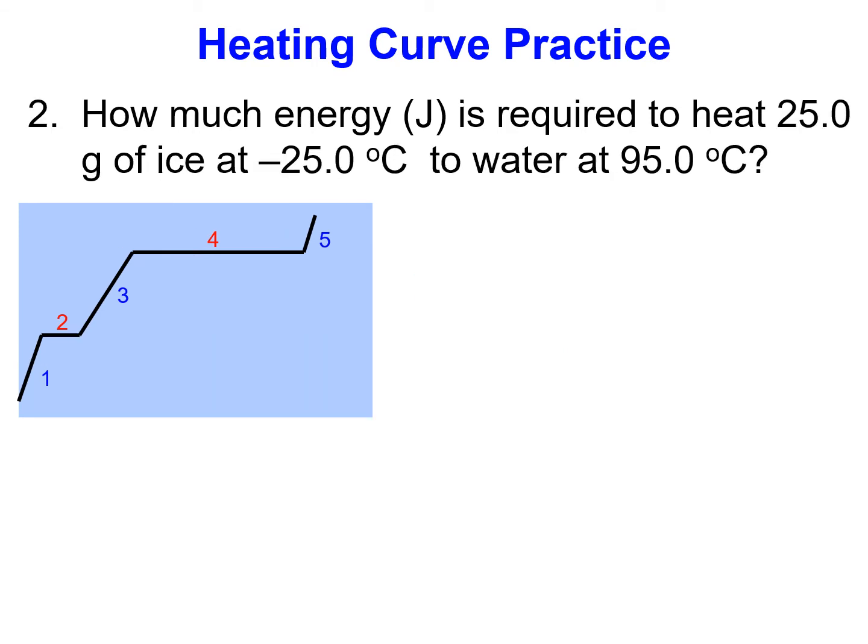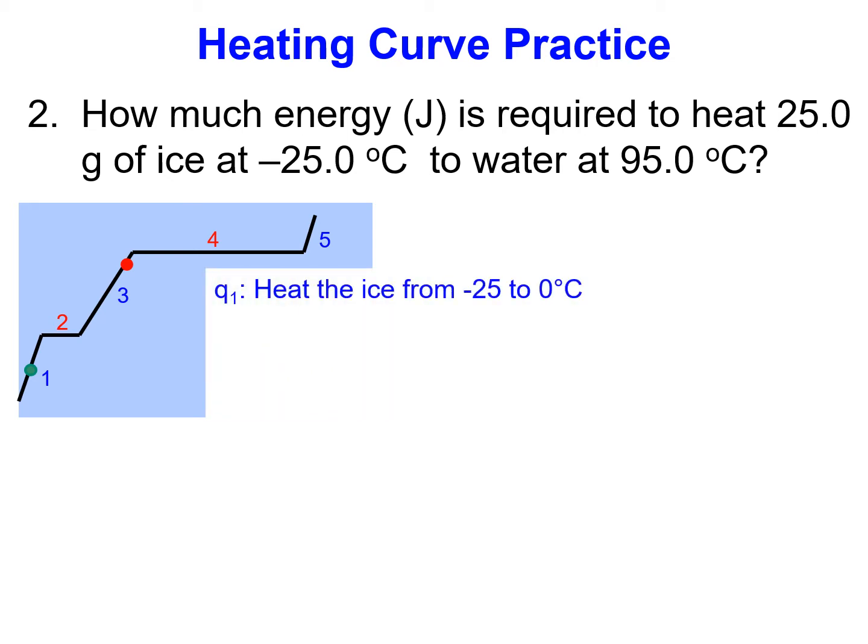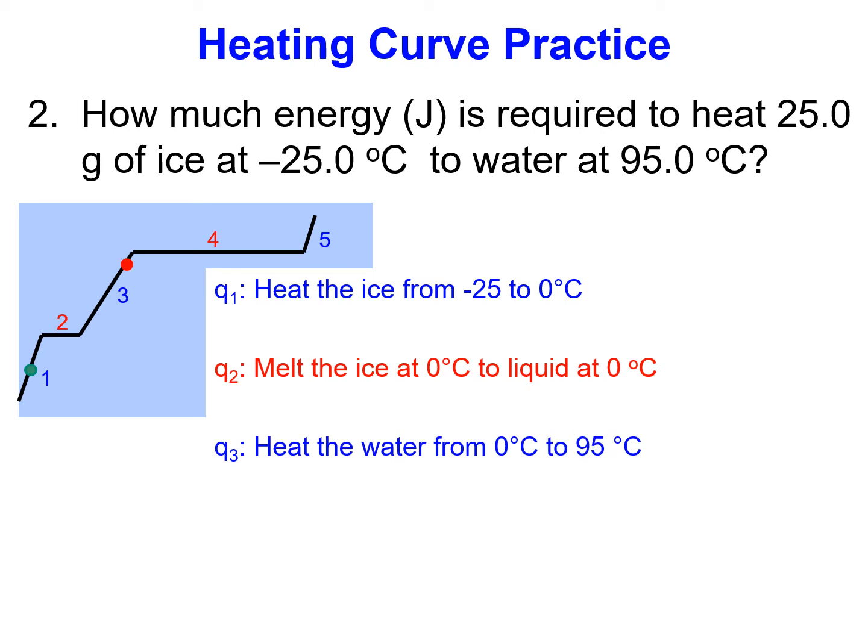Here's another one. How much energy is required to heat 25 grams of ice at minus 25 to water at 95? You try to figure out where your beginning point is and where your end point is. 95 is right below the change of phase, so you're still going to have water. So Q1, you're going to heat the ice from minus 25 to 0. Q2, you have to melt the ice. And Q3, you're going to heat the water from 0 to 95.